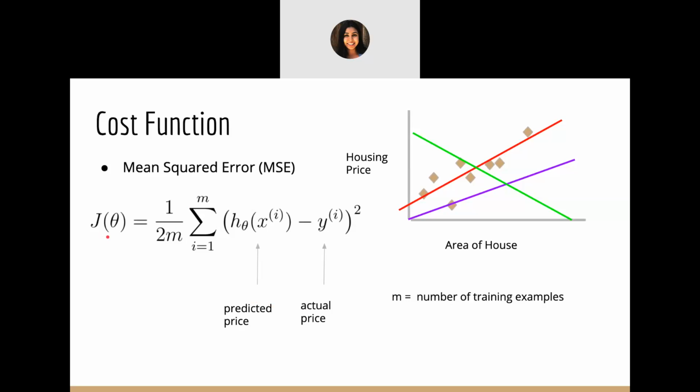So j of theta, our cost function, should give us a good idea of how our hypothesis is performing and show us whether one hypothesis is better than the other. Just by noticing that j of theta should be smaller when our hypothesis fits our data better, since the difference between predicted and actual price should go to zero.